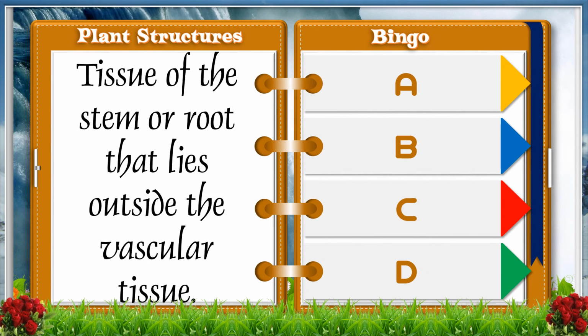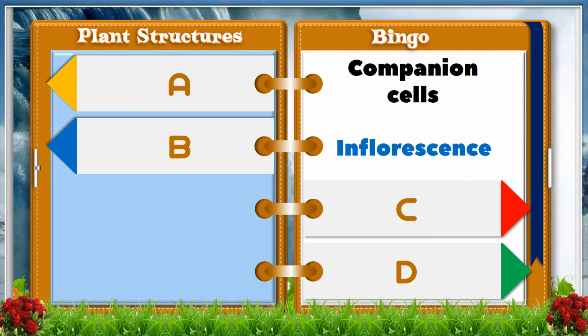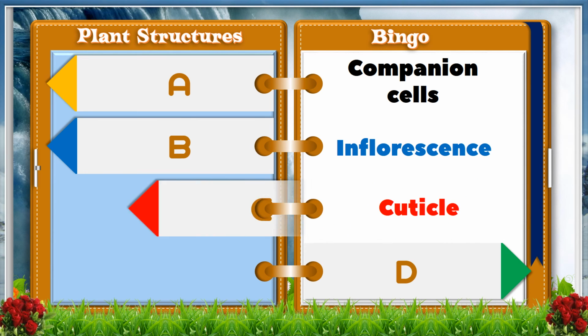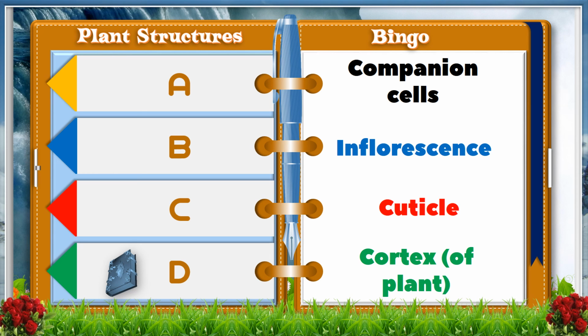Tissue of the stem or root that lies outside the vascular tissue. A, companion cell. B, inflorescence. C, cuticle. D, cortex of plant. And the answer is D, cortex of plant.